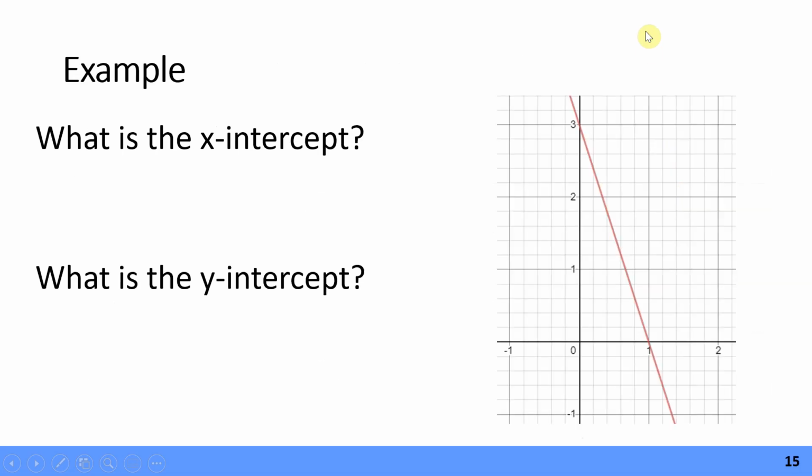Okay, let's see if this made sense. Go ahead and try a problem. So here they're giving us the graph of a linear equation. They're asking us what is the x-intercept and what is the y-intercept. So super simple. The x-intercept is where it intersects the x-axis. If you notice, it's at 1.